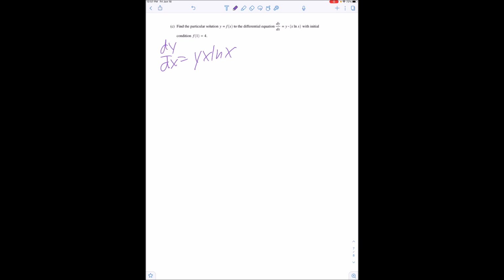If we divide both sides by y and multiply both sides by dx, we get 1 over y dy equals x ln x dx. Take the integral of both sides, and on the right side we have an integration by parts. So let's go over here and do it separately on the side. So u dv. The one we're solving for is x ln x dx.